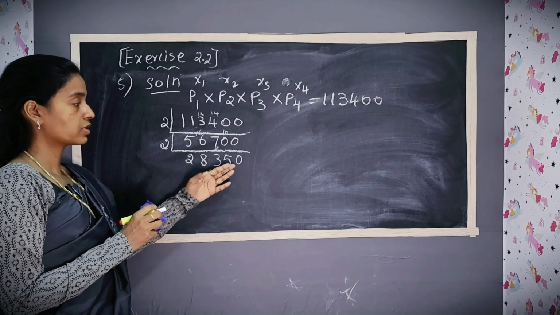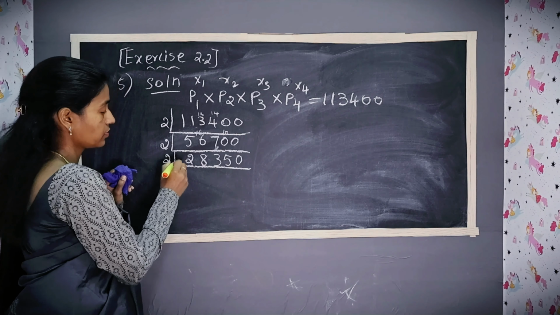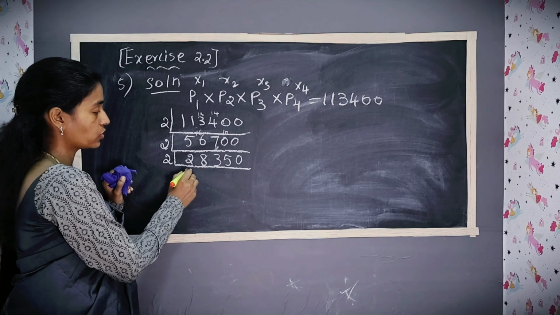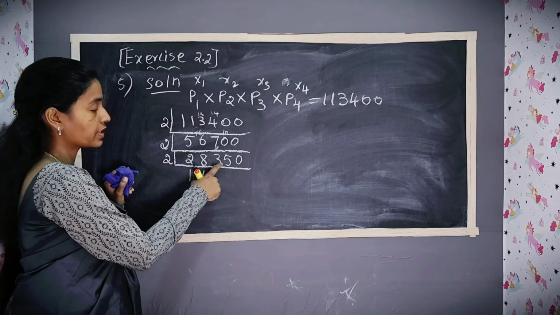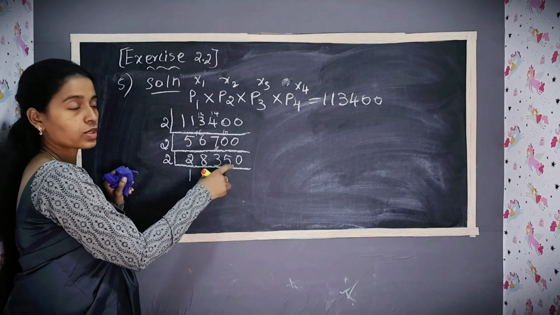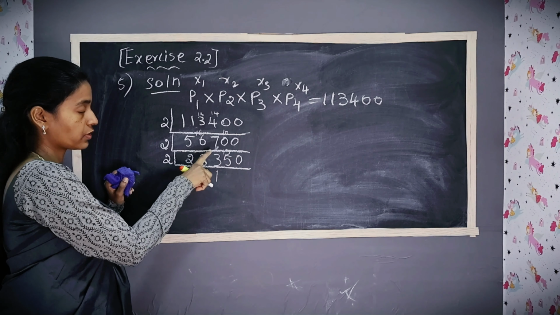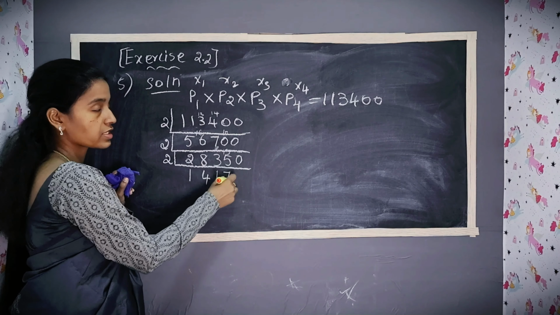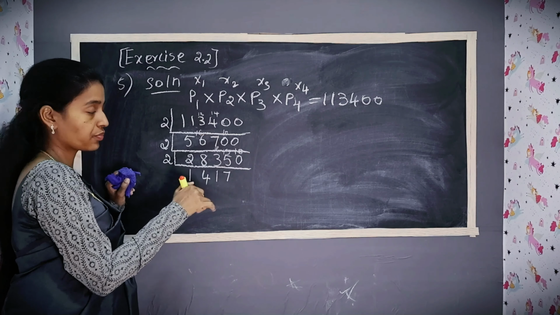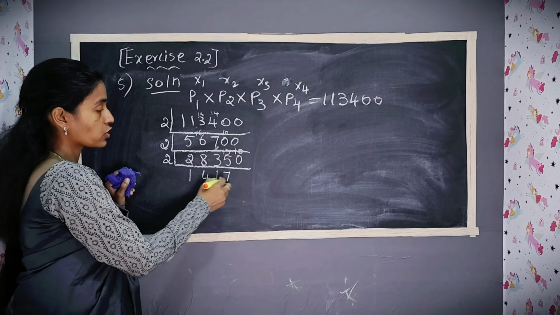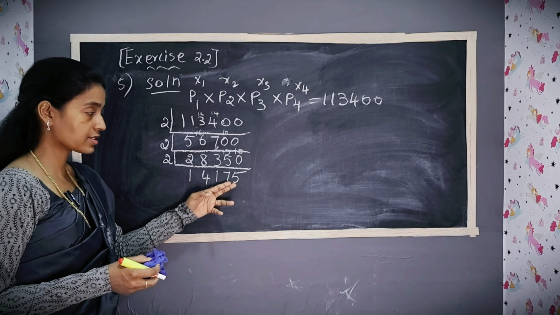Now here also the last digit is 0. I can take 2 again. If I'm dividing 2 by 2, I'll be getting 1. If I'm dividing 8 by 2, I'll be getting 4. If I'm dividing 3 by 2, I'll be getting 1. The remainder is 1. 1 and 5 becomes 15. If you are dividing 15 by 2, I'll be getting 7. 7 2s are 14. Then the 1 will be coming here. 1 and 0 becomes 10. If I'm dividing 10 by 2, I'll be getting 5, right? So here we are having last digit as 5.